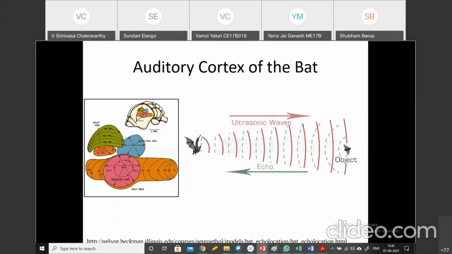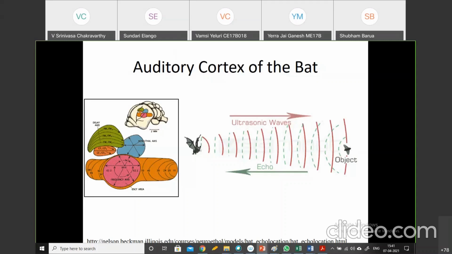Now bats navigate by projecting ultrasonic sounds. So they navigate by what is called echolocation. That is, they make these ultrasonic sounds, which we cannot hear because they're very high frequency sounds. And these sounds impinge on a target, and then when they bounce back, based on the delay between the emitted sound and the echo, the animal can estimate how far the target is.